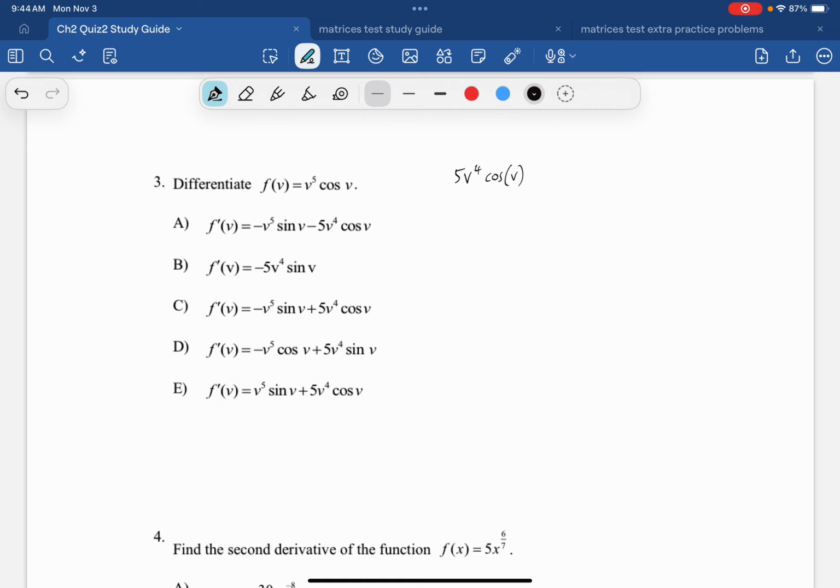And then I'm going to add, here I'm going to leave the first factor alone, so v to the power 5, and then multiply by the derivative of the second factor, which is negative sine v. So that is my answer. I'll simplify a little bit.